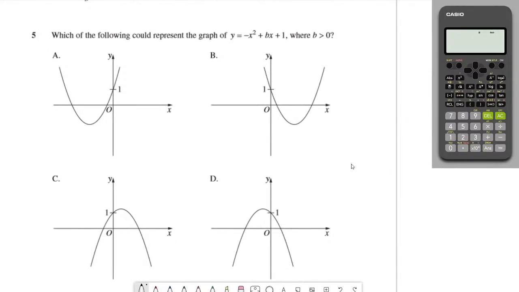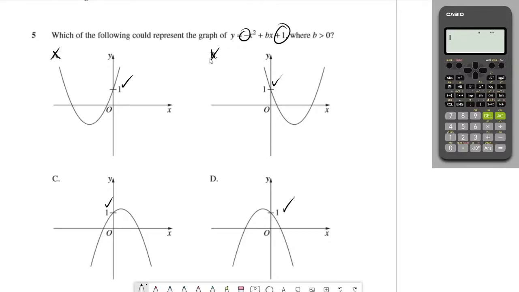Okay, which of the following could represent the graph of y = -x² + bx + 1? Okay, so first things first, look at the y-intercepts. 1, 1, 1, 1. Well, that hasn't really helped us. But we can look at this bit next, which is the negative in front. So the negative in front is telling us that it's going to be a concave down parabola, so that knocks out A, and that knocks out B.